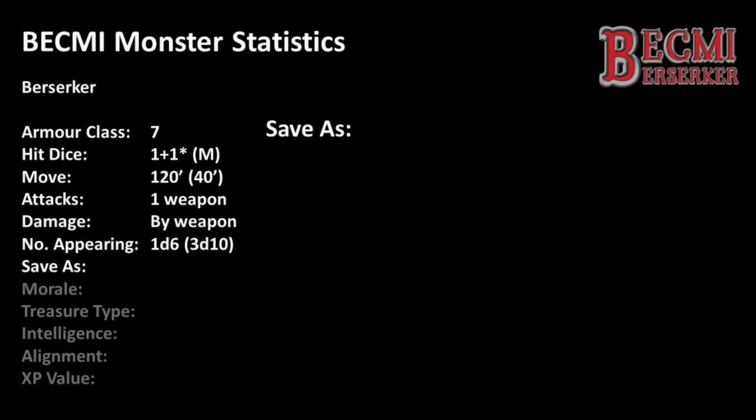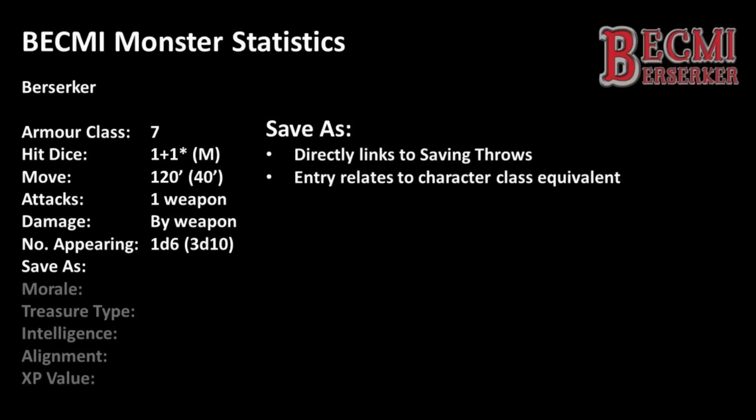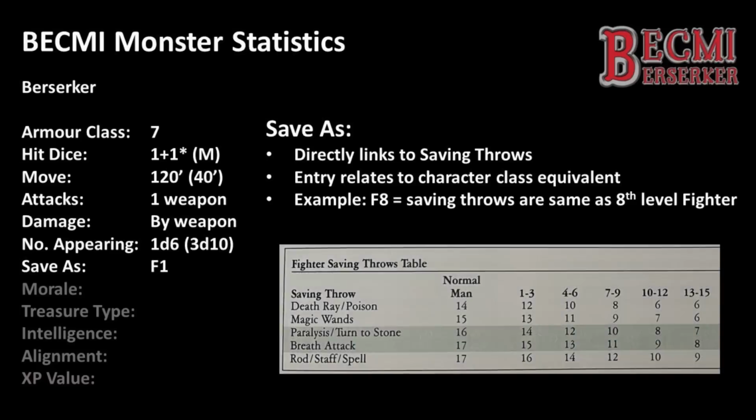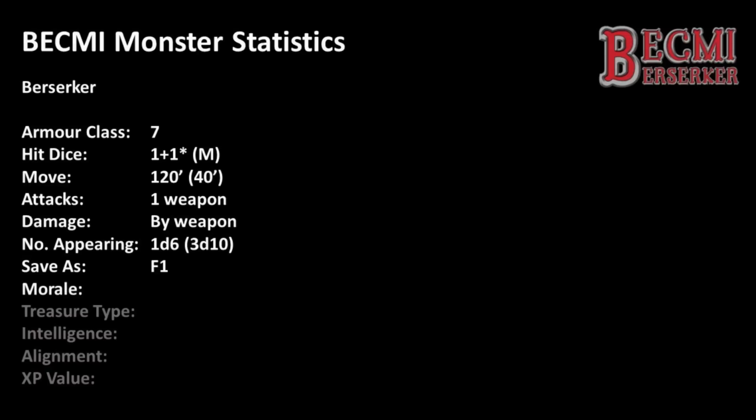This one is pretty self-explanatory, and links directly to saving throws. In essence, what saving throws a monster has is given as a character class equivalent. So if our entry for Save As was F8, then this would mean that the monster would have the same saving throws as an 8th level fighter, and you just have to refer to the fighter saving throw table to know what these were. So returning to my Berserker, we can see that he saves as F1, or a 1st level fighter. So let's get the fighter saving throws on the screen for a moment, and we can see what those values are when they're called for. Simple. Okay, now it's time for morale.